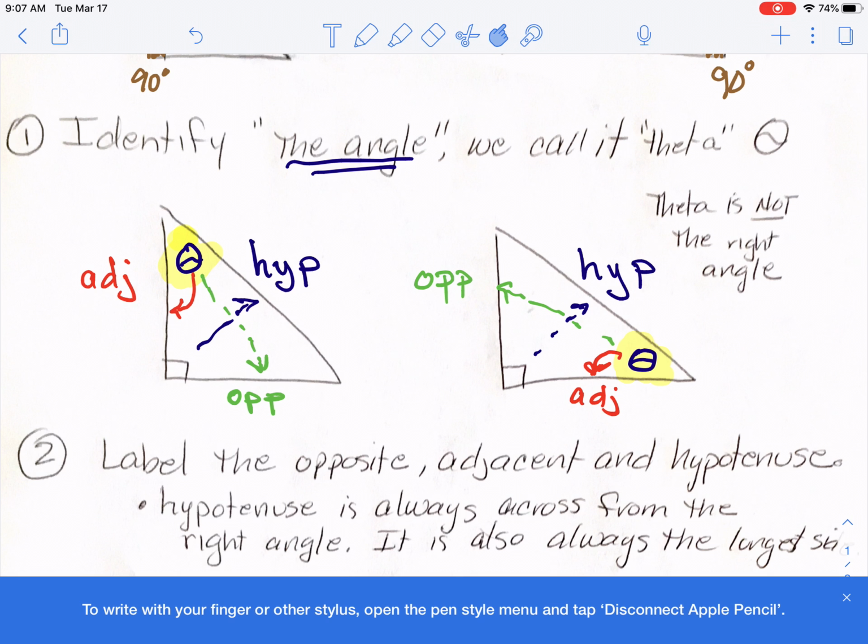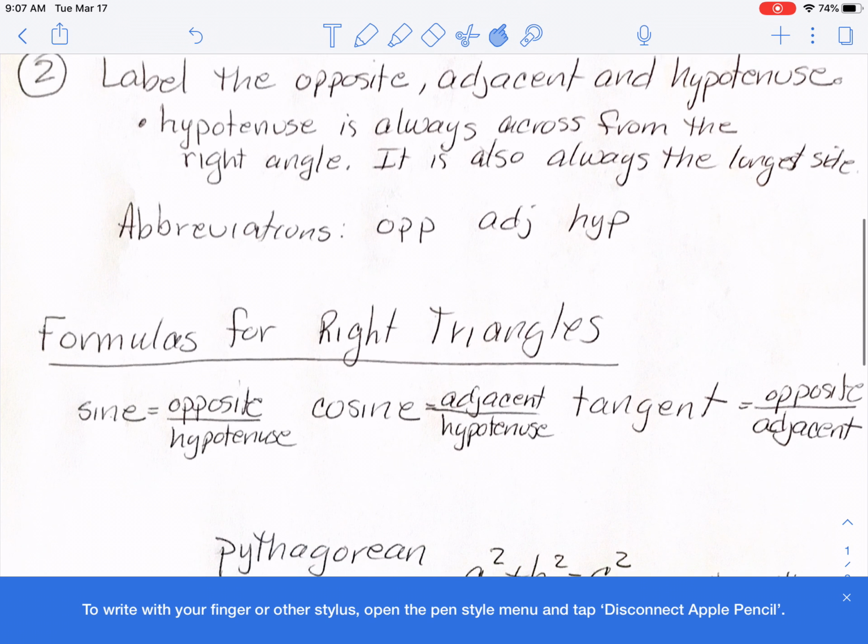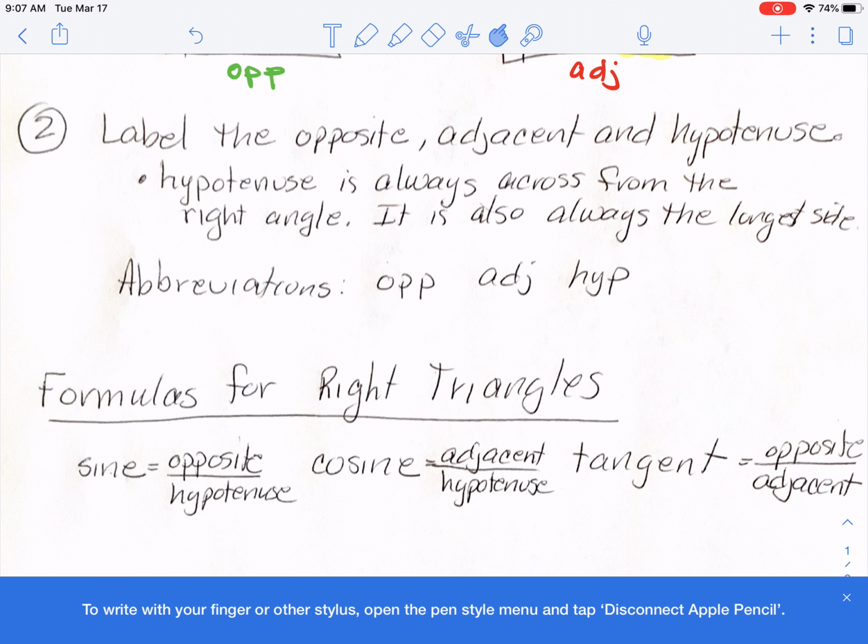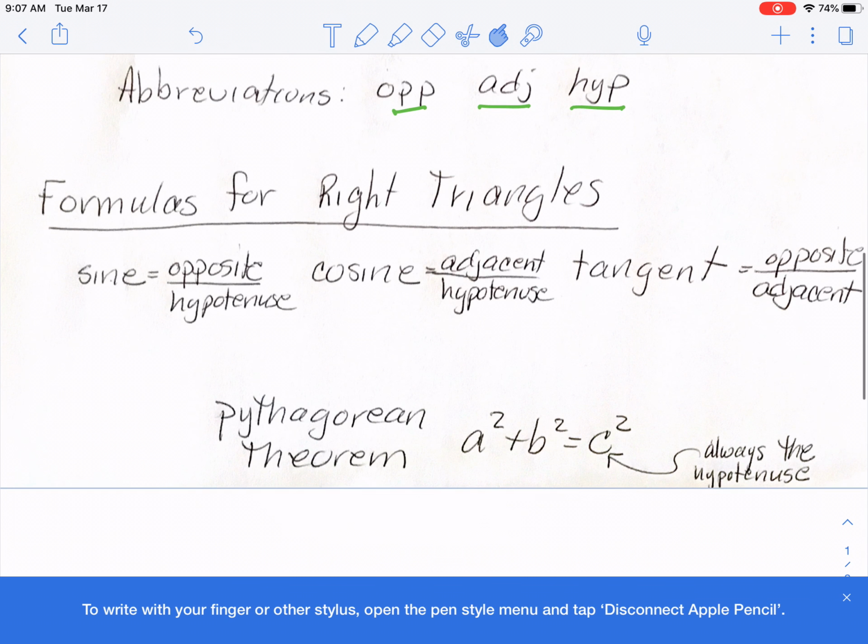And once we've got that part down, now I put the abbreviations in here. I think you guys saw me do that. So we've got OPP, ADJ, HYP. Don't use O, A, and H. You need to use all three letters. It's going to help you later on when the formulas start to get messier. I know I keep saying that, but I really mean it. So now we have three formulas plus our good old friend the Pythagorean theorem that we can use.